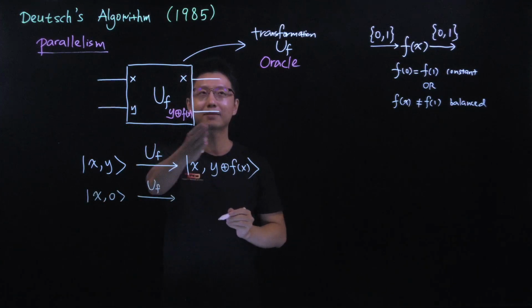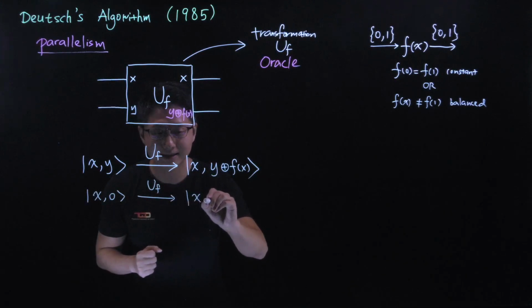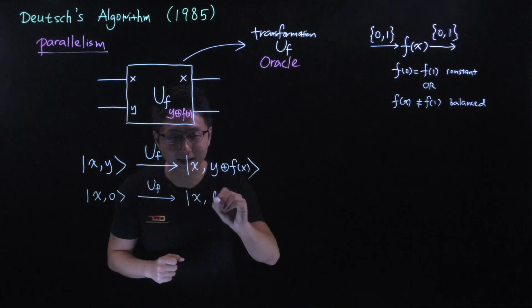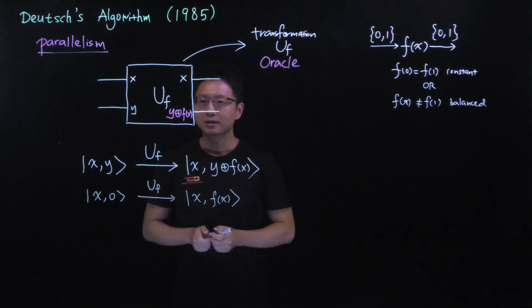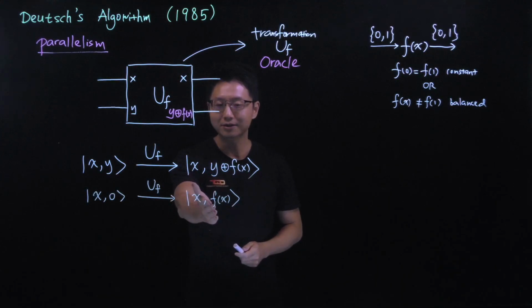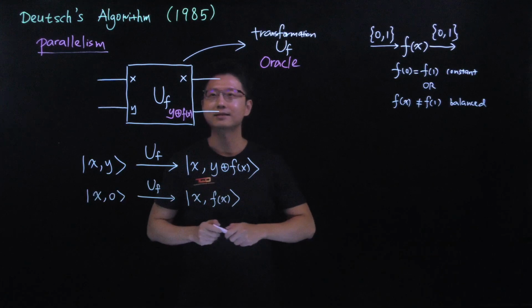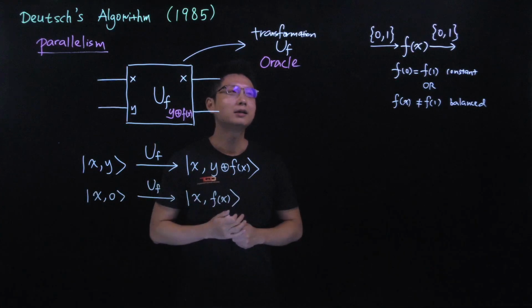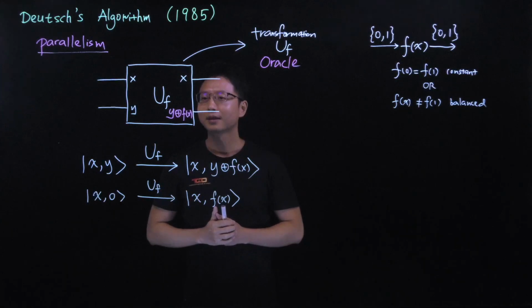So after this black box, or this oracle, what we will get is x. And since y is equal to 0, we get f of x. So effectively, what this black box is doing for us is to evaluate the function of x. And by measuring the second qubit, we will know the value of f of x. As we said before, classically we have to run through this black box twice.